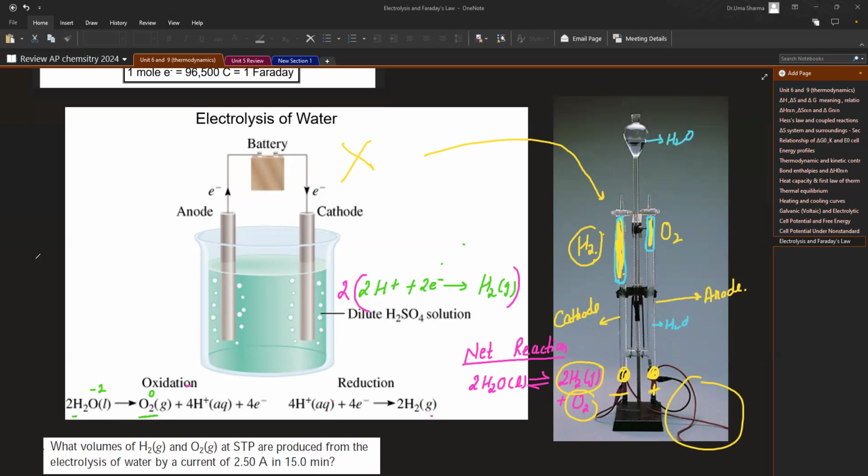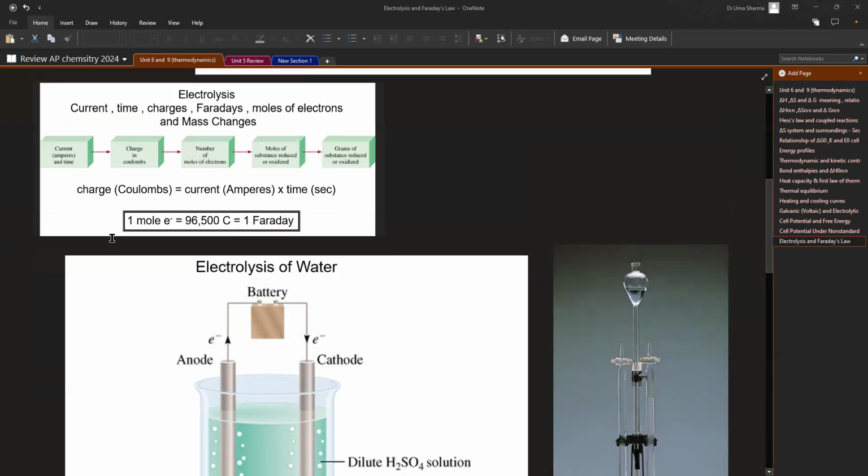Okay. Now, the very last part is how to convert. You are using electricity here. How to convert the electricity into amount of the substance. See this one. So I'm going to explain you this with the help of an example. Before we start, what is current?